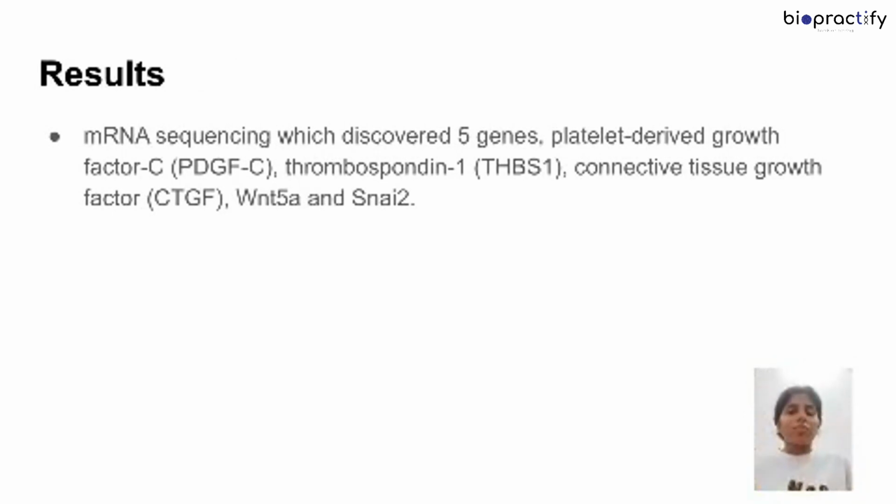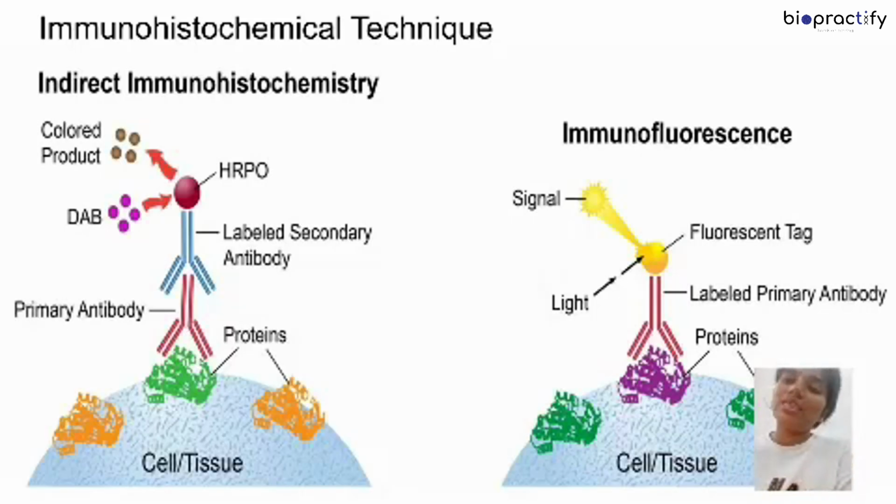Results: I would tell you one thing. In my second manuscript, there were no graphs or picture representations of their results. They just put the names of the results, the enzymes, and the factors involved which they found in their research. But what I got, I wrote in my PPT. After mRNA sequencing, they discovered 5 genes: platelet derived growth factor C, PDGF-C, thrombospondin 1, THBS1, connective tissue growth factor, CTGF, WNT5A, and SNAI2.